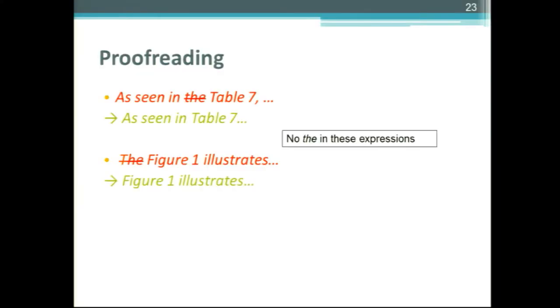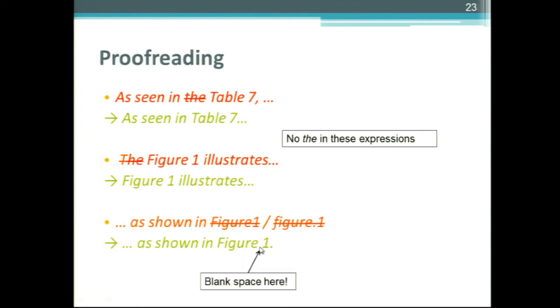So that can be a nice way of writing too. Here's a slide about proofreading. These are some of the mistakes we see a lot that people tend to make, that they, for example, may want to use the definite article with the table, as seen in the table 7. We don't do that. We don't use the article with the tables and figures. So you don't have the. And you also want to write it properly so you have a space between the figure and the 1.